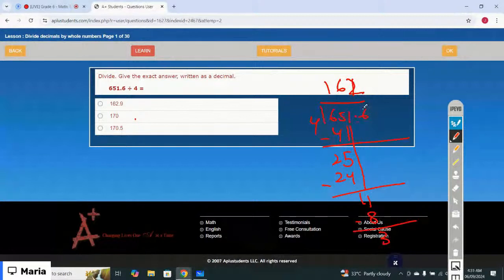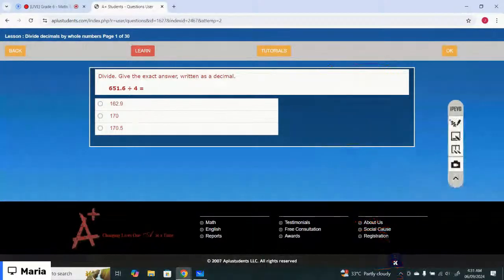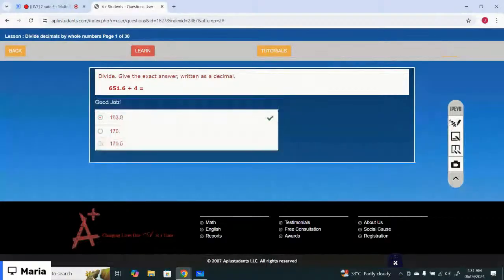Now you have the decimal point over here. So write the decimal point over here and bring 6 down. So that is 4 times 9 is 36. So the correct option is 162.9. Right? When you divide, the answer is 162.9. Option number 1 is the correct option. Got it?